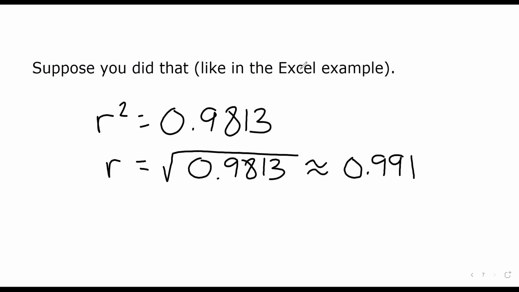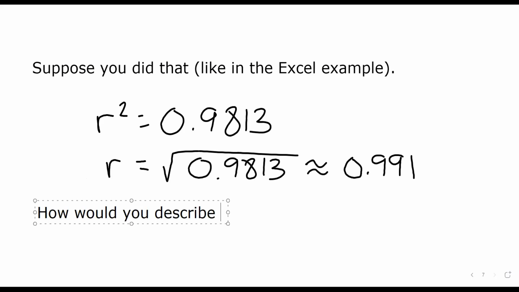All right, does anybody have any questions about where the R came from? Then I have a question for you. Actually, I have 2 questions. Question number 1, based on that value of correlation, how would you describe this trend? Think about that number on that spectrum between -1 and 1.